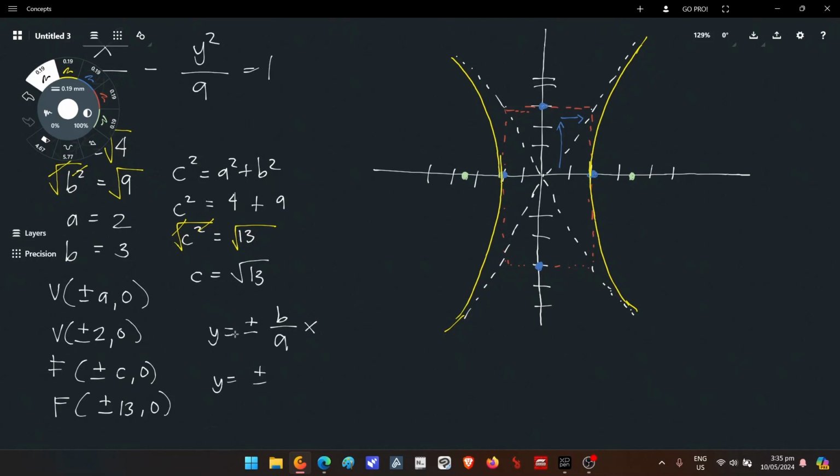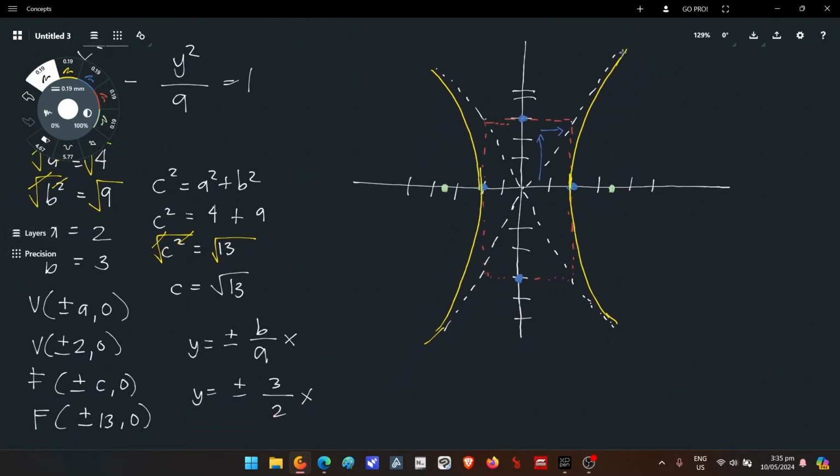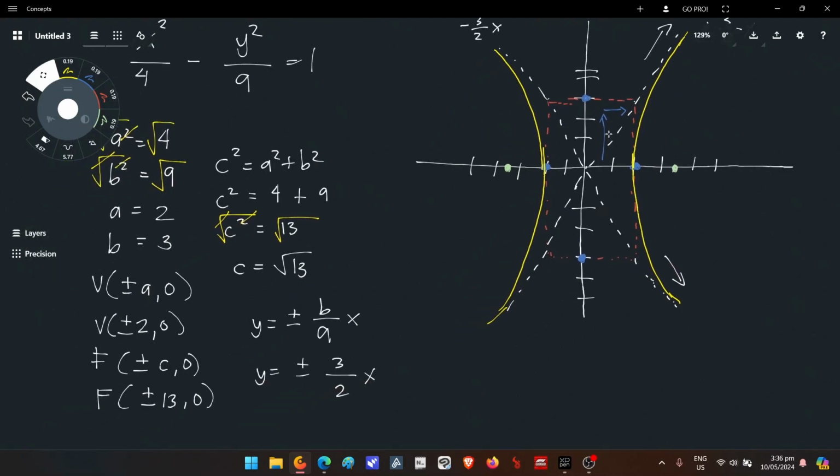Let me just substitute the values. So b is 3 and a is 2. You can see this part is the positive part because it is going in the positive direction. So this is the positive 3 halves x. And this is the negative 3 halves x because it is going in the negative direction. It is going down, this is going up. Our next problem.